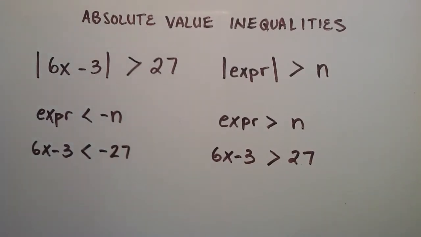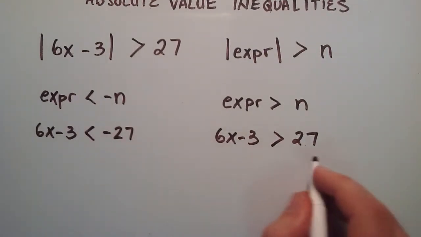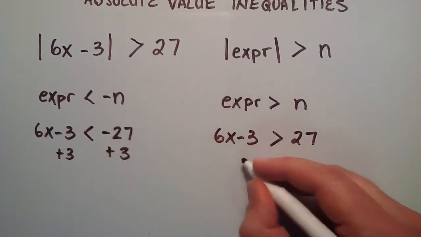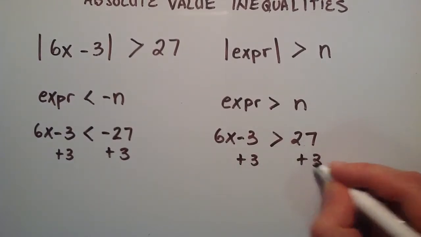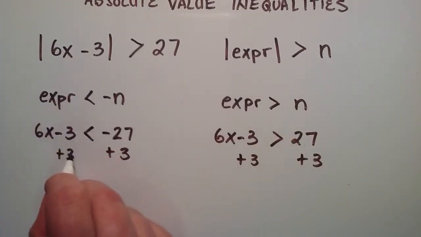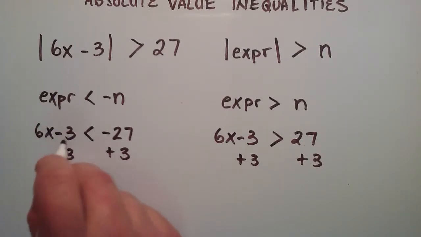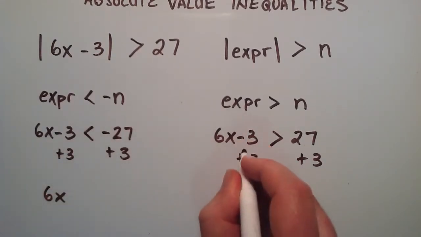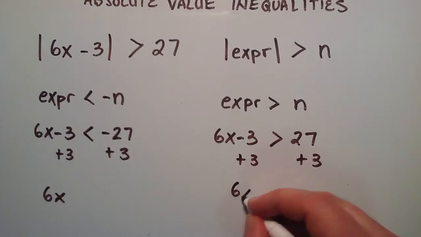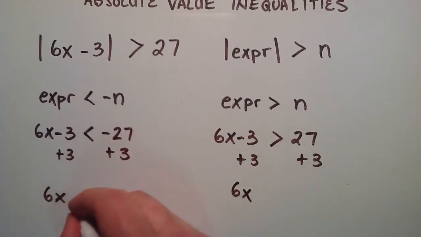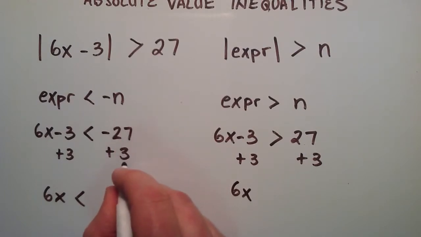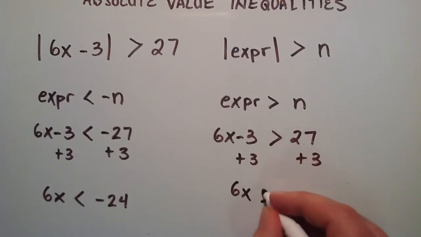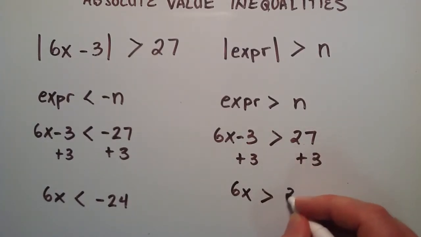So now we're just going to do some algebra and solve these two inequalities. So we're just going to add 3 to each side of this inequality, and we're going to do the same for this one as well. So 6x minus 3 plus 3, the minus 3 and the plus 3 go away, they go to 0, so we're simply left with 6x on the left hand side here. And this right here is the exact same thing as this, so we're just going to write 6x for this one as well. And so now we have less than. Negative 27 plus 3 is going to give us negative 24. And then on this side we have the greater than sign. 27 plus 3 gives us 30.